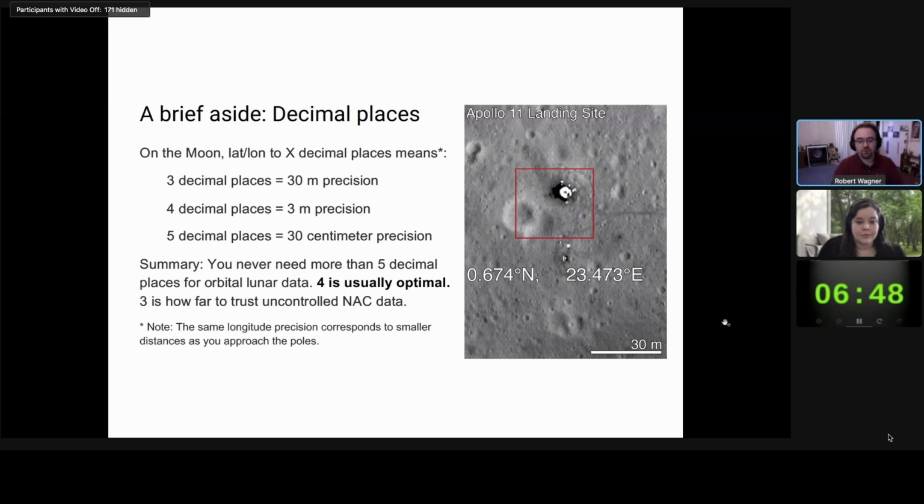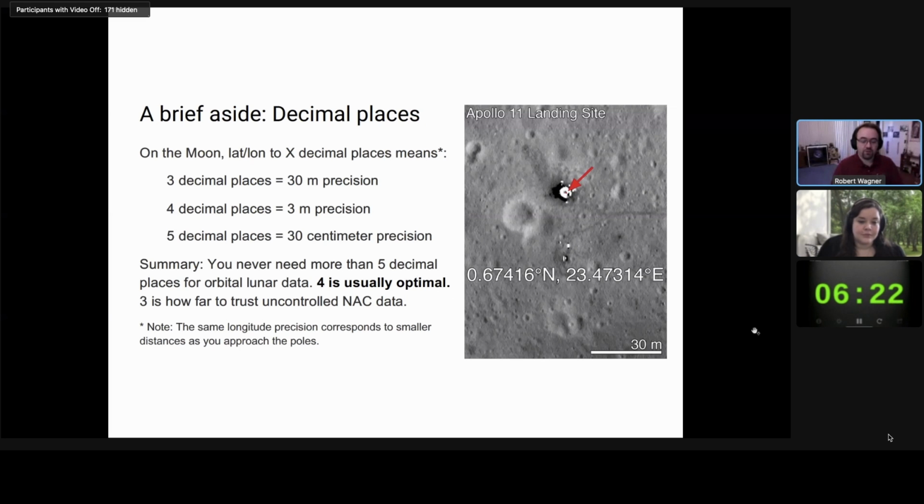4 decimal places is about a 3-meter box, or about the size of a robotic lander. Next slide. And at 5 decimal places, you're getting down to 30 centimeters, which is about the size of an astronaut footprint, and smaller than the pixels of just about any image you can get of the moon from orbit.